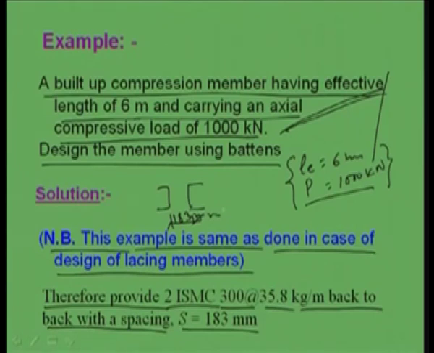That means 2 ISMC we are going to provide with a spacing of 183 millimeter. This we calculated in the last lecture. Up to the calculation of the built-up section and the spacing is common for this problem also, so we are not going into those details. Then there we did the design of lacing using a single system and a double system. Here we will do the things using batten. So, let us see how to do it. First let us draw what we got in the earlier design, and then we can go into the details of the battening. Suppose these are the battens.